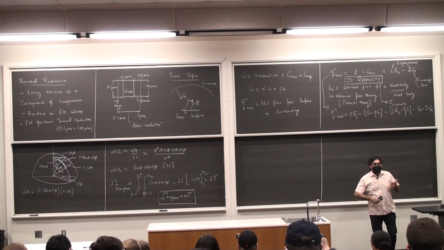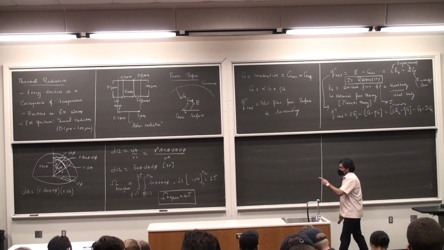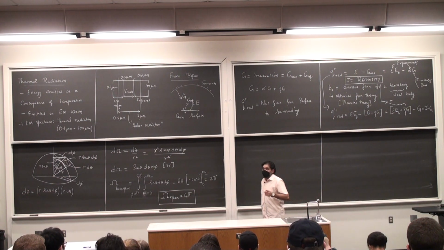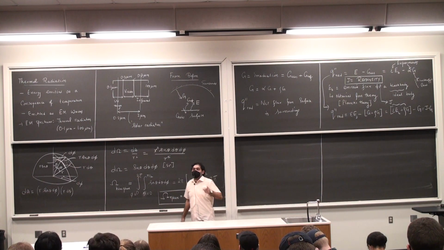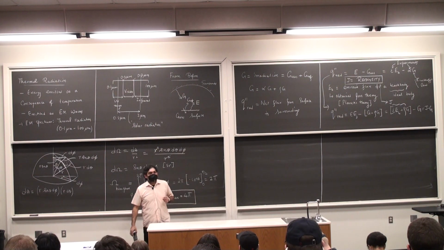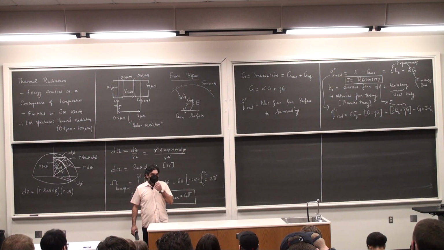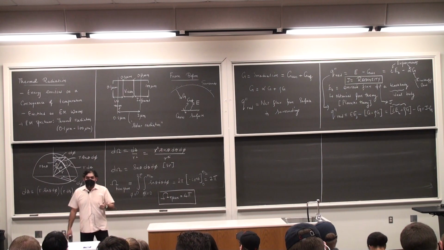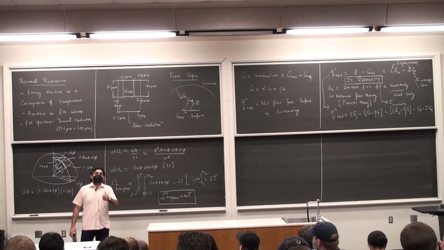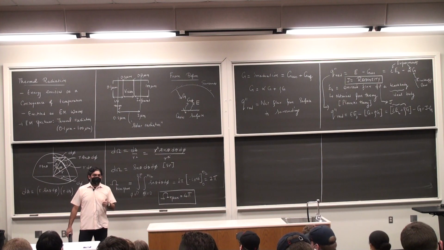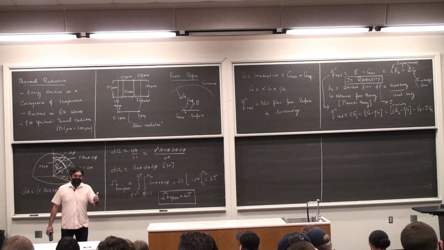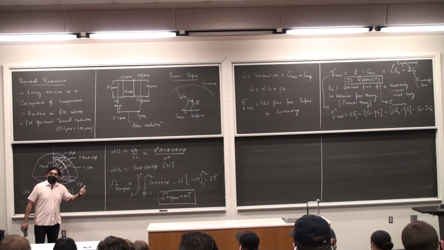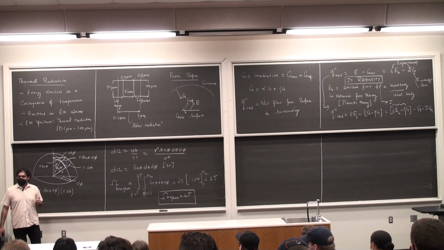The solid angle of a sphere is nothing but the surface area of a unit sphere. What's a unit sphere? A unit sphere is a sphere whose radius is equal to 1. What's the surface area of a sphere? 4 pi r square. So if the radius is equal to 1, the solid angle of a sphere is nothing but the surface area of a unit sphere.